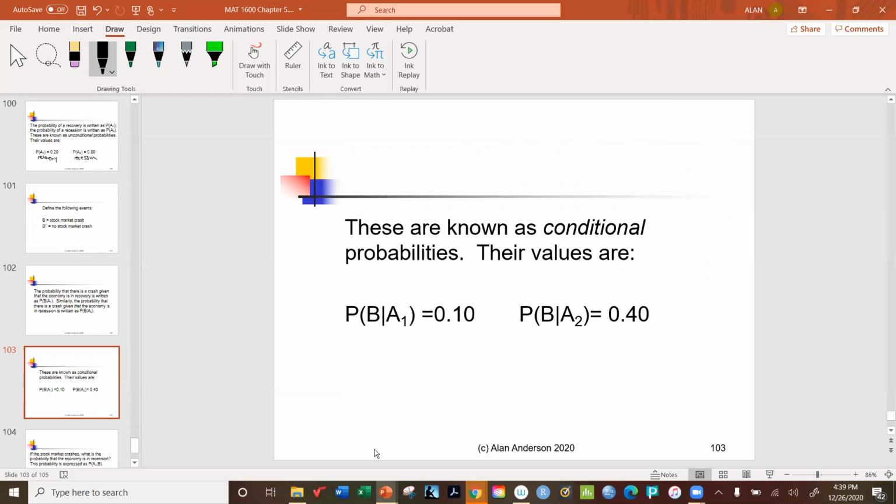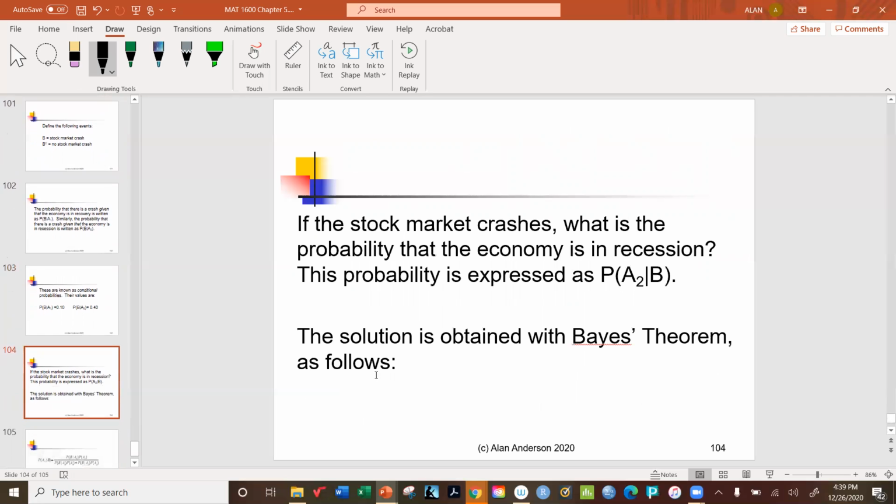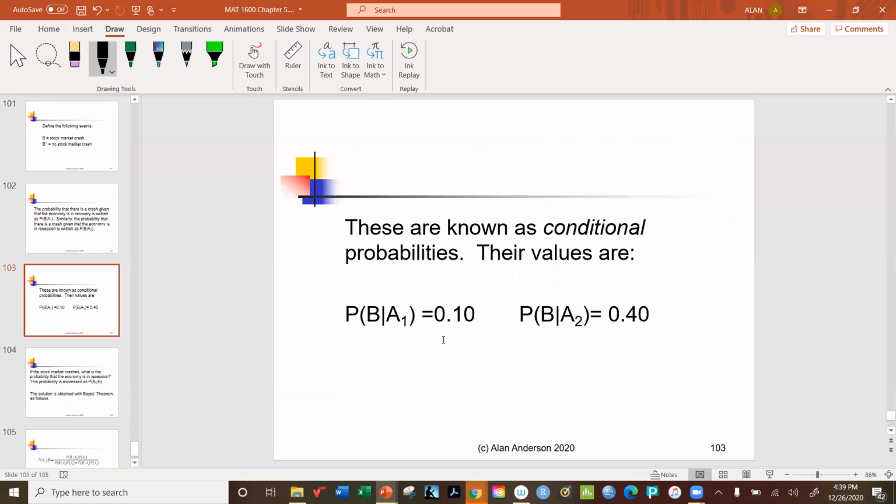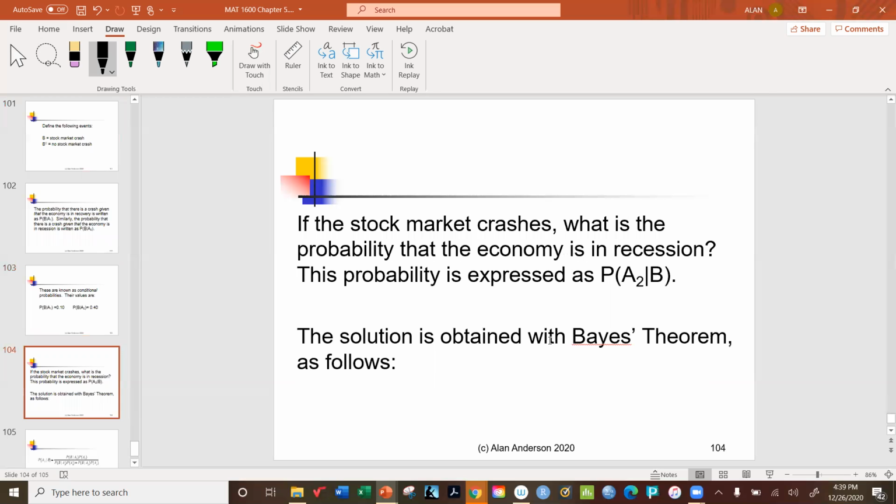and finally answer the following question. If the market is observed to crash, what's the probability that the economy is in a recession? That's this probability. That one. Remember, here we know the state of the economy, but not whether the market crashes. Here we're saying if we observe a crash, what's the probability that we're in a recession? So it's basically backwards from what we have already been told.